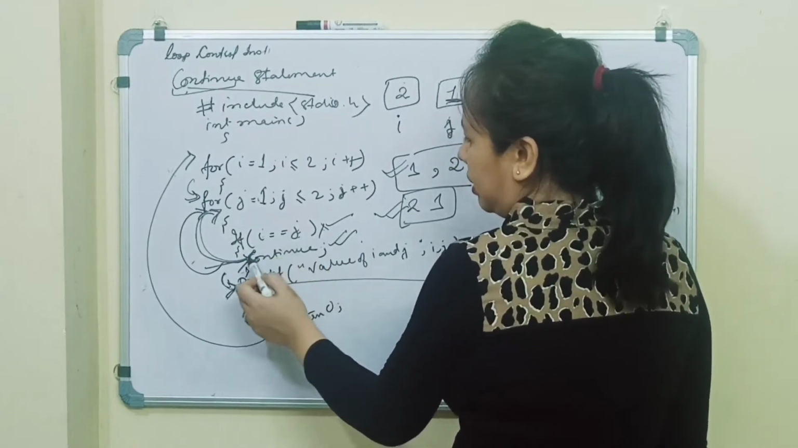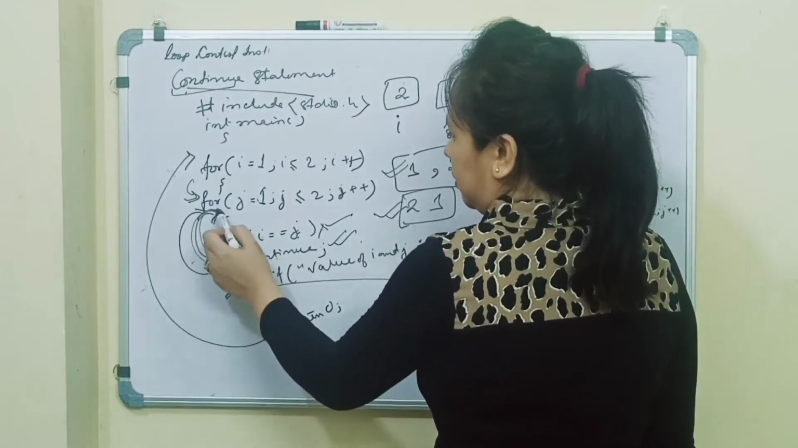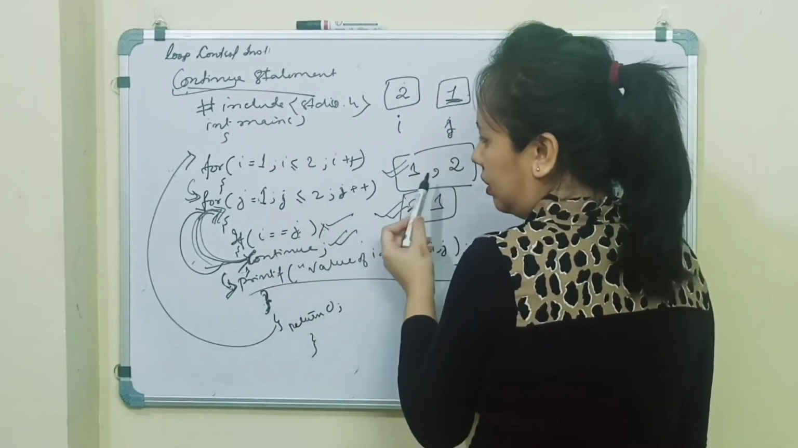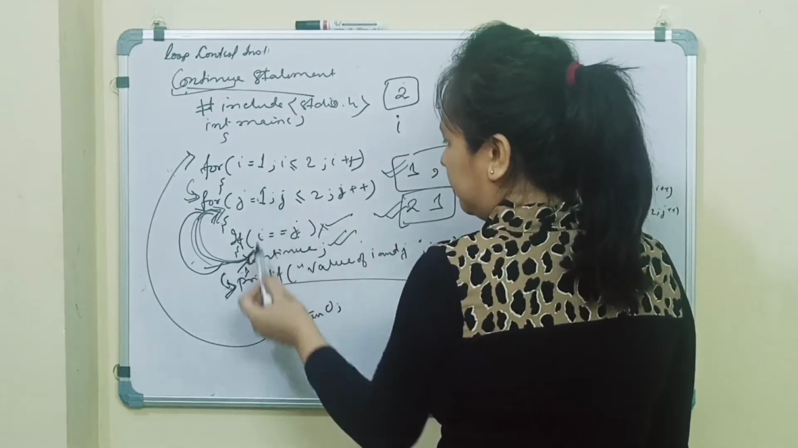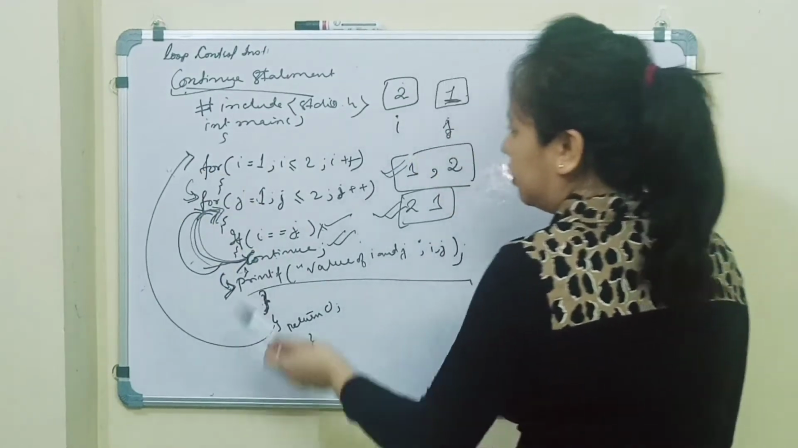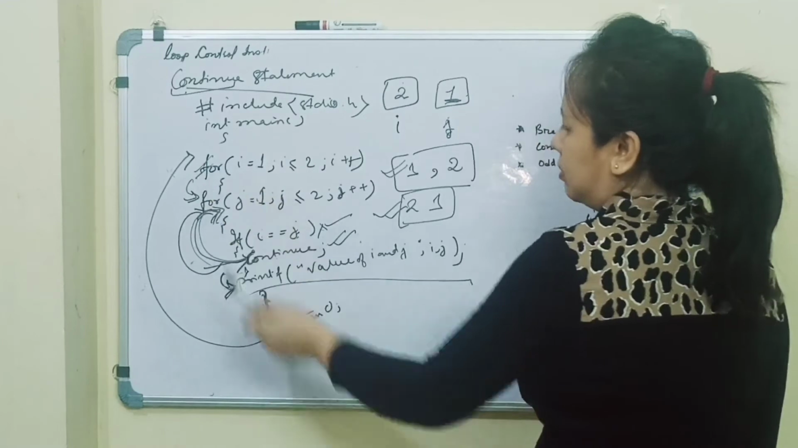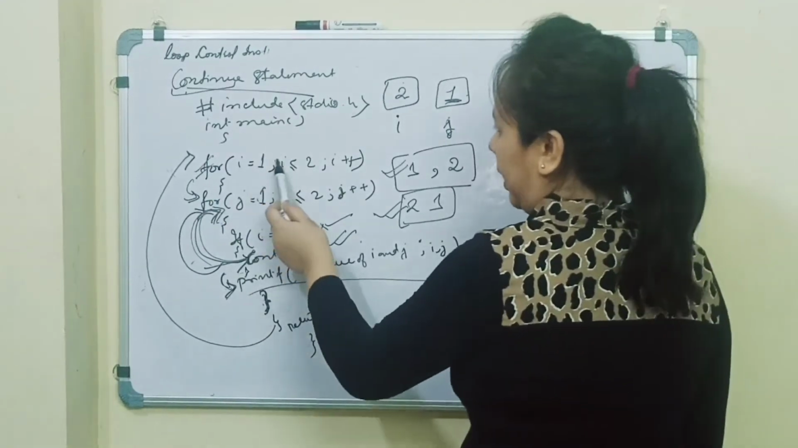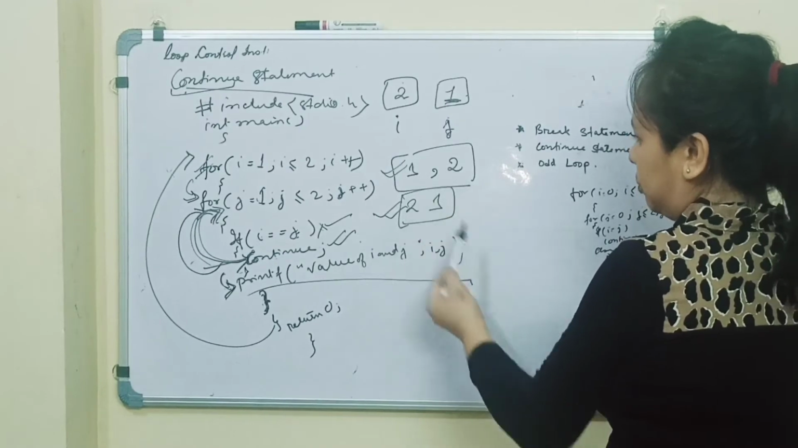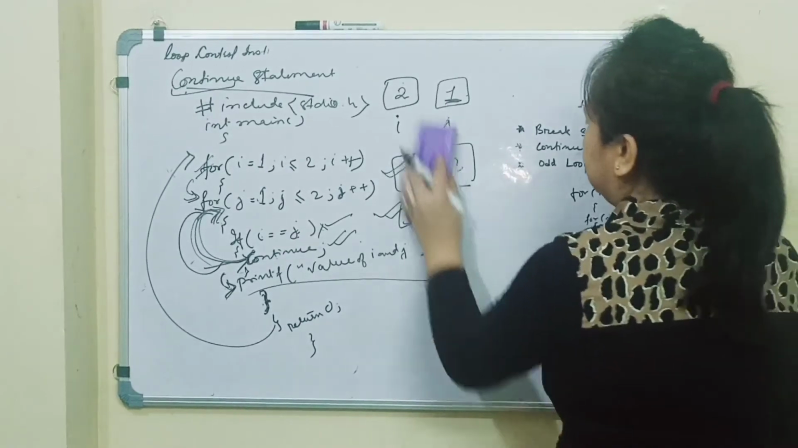Here, as soon as i and j became equal, the control went to the beginning of the j loop, the value of j got incremented to 2, then again it broke the loop and came out of the loop, and it again repeated the first loop, where i equals 1. So the result is 1 2, 2 1.